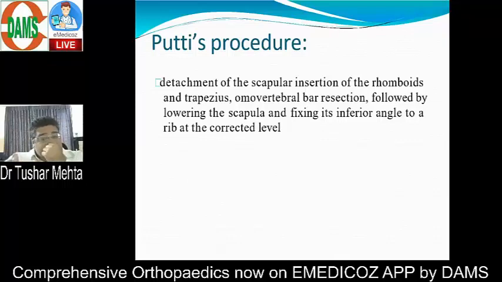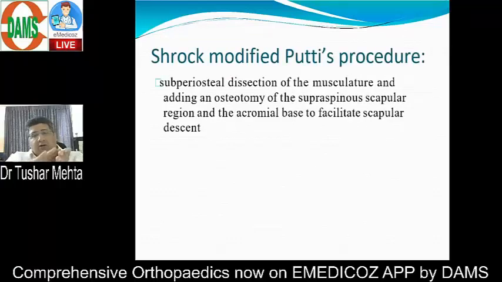So exactly this is Potte's procedure. You can read: detachment of the scapular insertion of the rhomboids and trapezius, resection of the omovertebral bar, lowering the scapula and fixing the inferior angle to the rib at the level. So that is Potte's procedure. Then Schrock modified Potte's procedure. It said that not only will you do the subperiosteal dissection of the musculature, but we will add another osteotomy. So how did Schrock modify it? They added another supraspinous scapular area osteotomy and the base of acromion.